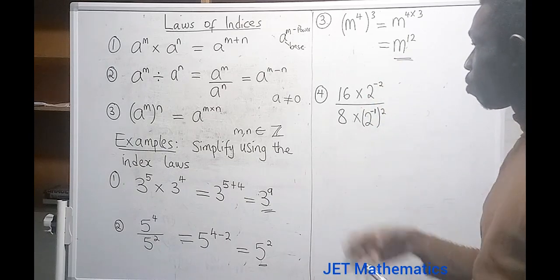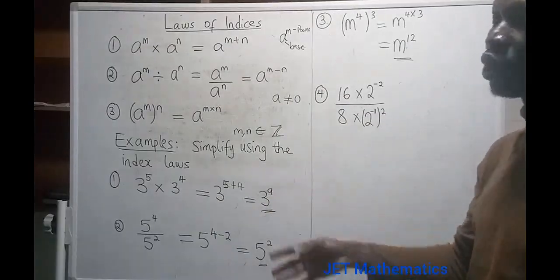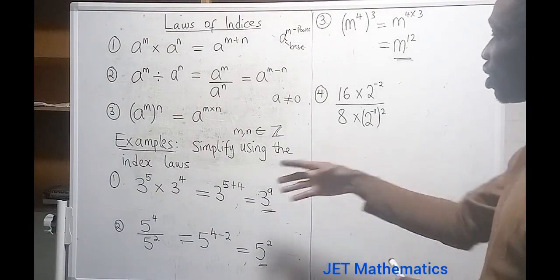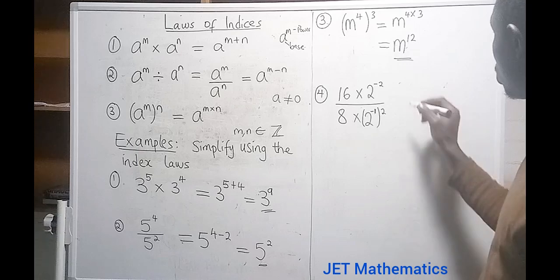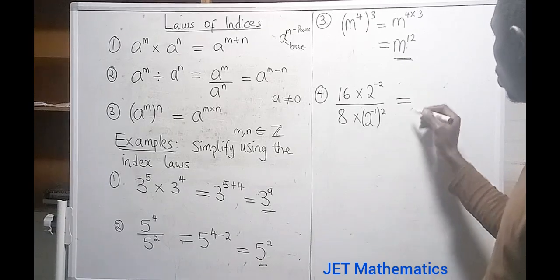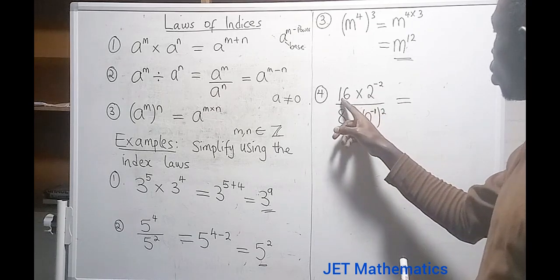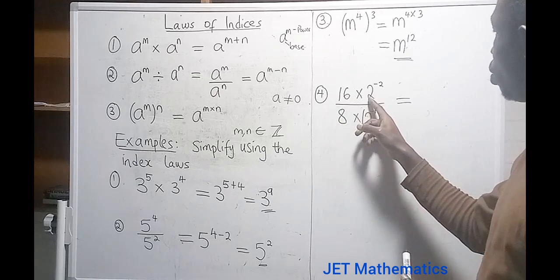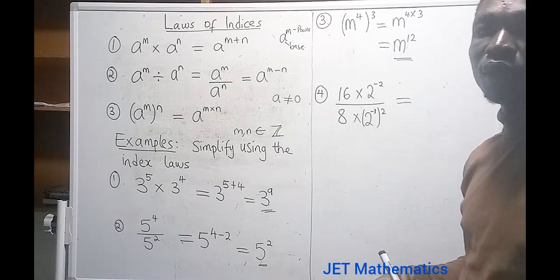So let's look at number 4. This example 4, we are combining all the laws together. That is the beauty of mathematics, okay? So it's nothing different, but we are just combining all the laws together. So to solve this, first of all, for us to do anything here, we need to express 16 as a base of 2. 16 as a base of 2, okay?